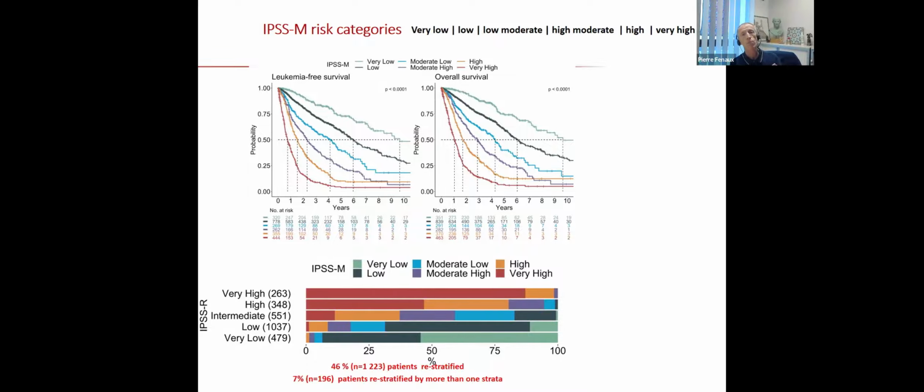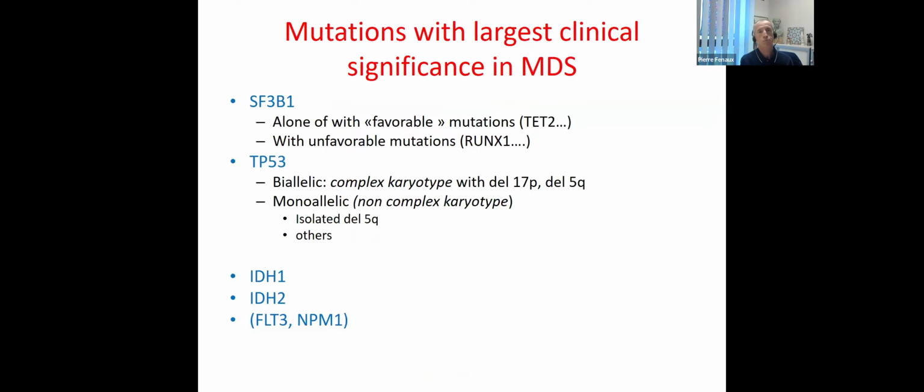On the other hand, now most treatments have been approved based on IPSS revised. So the molecular data may not always be necessary, but perhaps let's take the ones that are most important. SF3B1, because it's a marker of sideroblastic anemia and MDS with ring sideroblasts, and when alone or with a favorable mutation like TET2, is associated with good prognosis and almost never progresses to acute myeloid leukemia.